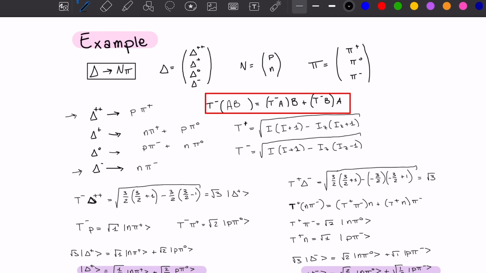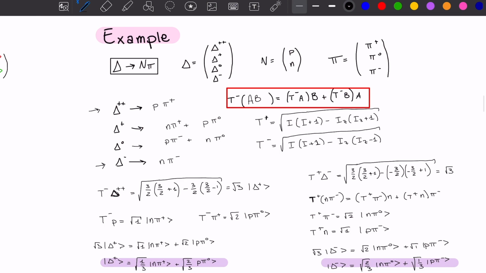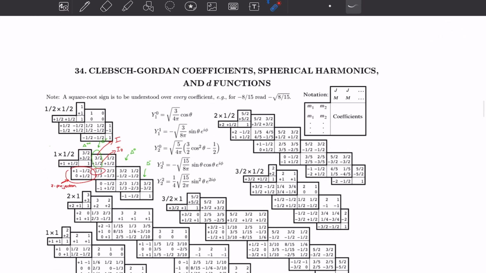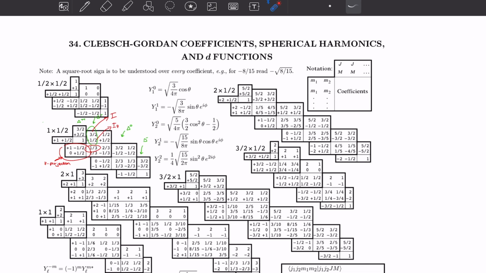So I hope that you found this video useful, and in the next video, which I'm going to link down below, we're going to see how you can cross-check these probabilities with a very useful table, which is this one down here, the Clebsch-Gordan coefficient table, and we're going to prove it in the next one.